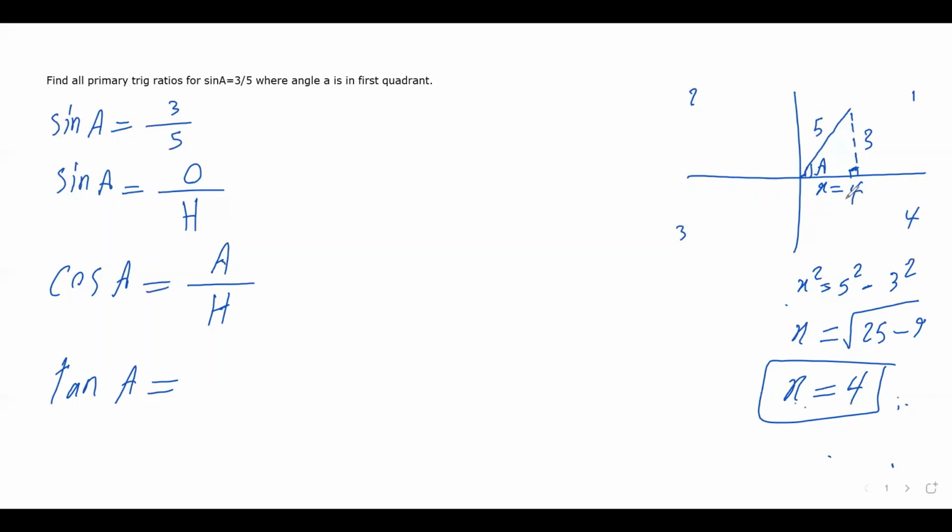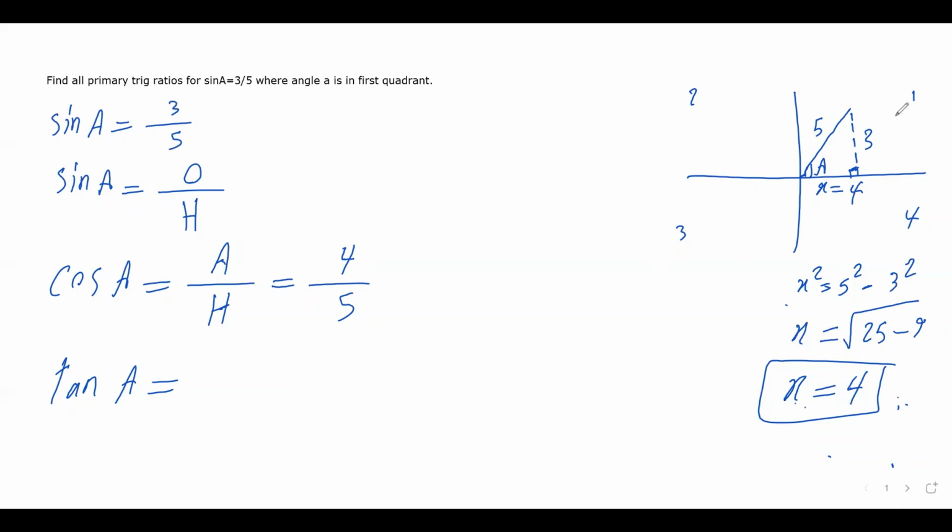Now, that's my adjacent side, so I can find my cosine A. My cosine A equals adjacent side over hypotenuse. Adjacent is 4. My hypotenuse is 5. So this is my cosine A, which is 4/5. But the point here is you have to pay attention to the signs, right?